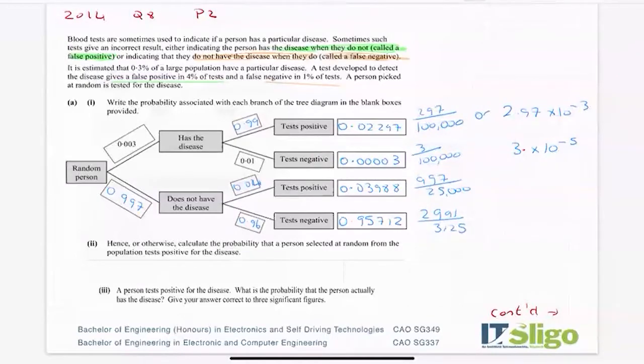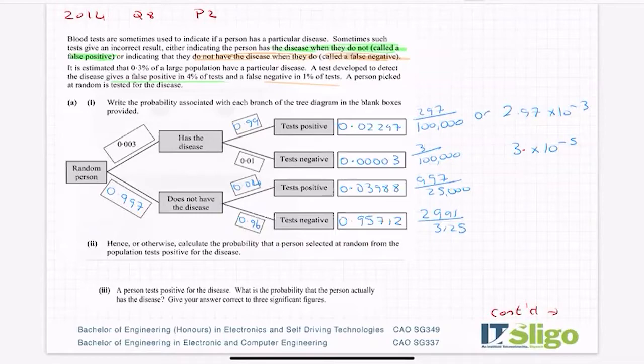Make sure you're okay with it. Let me know if you need any more of it explained or whatever. All right, so then what type of questions do they ask? Hence or otherwise, calculate the probability that a person selected at random from the population tests positive for the disease. Where a tree diagram comes out on its own is in the analysis of what's happening. It's easy to answer a question like this once you have the tree diagram done. If you tried to answer this question, given this data without a tree diagram, you would do really well to be able to answer it.